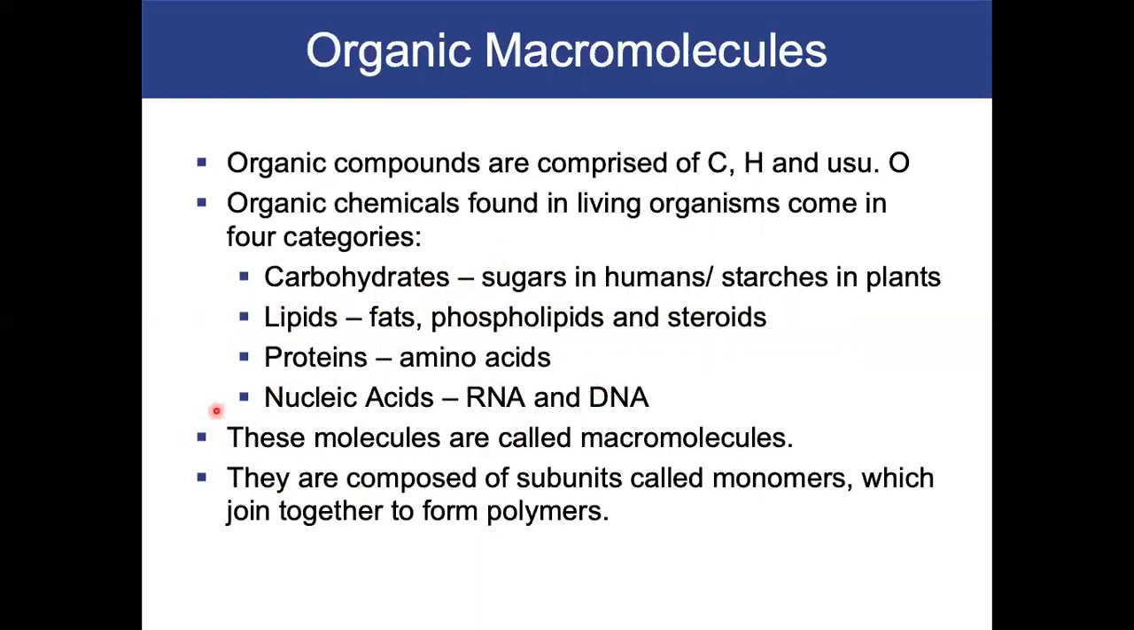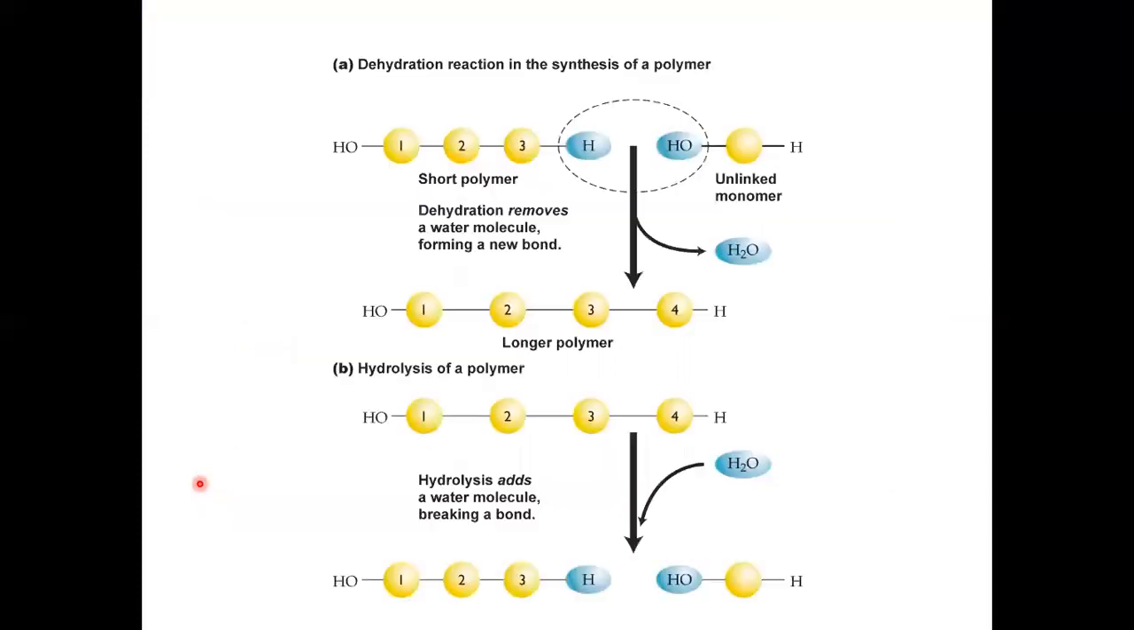Why are they called macromolecules? Because they're composed of subunits called monomers. Monomers join together to form polymers. So when we talk about the monomers, we're talking about the lowest structure, and then these are combined together to form carbs, lipids, proteins, and nucleic acids, or polymers.